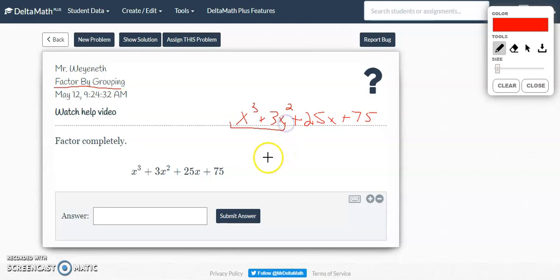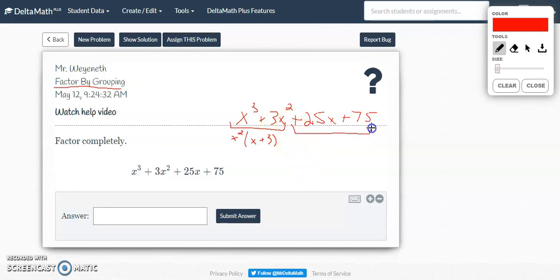So I'm going to first group those 2 terms there. GCF, what goes into both? It's a 1 and a 3, so no GCF numerically, but x to the third and x squared, I could take out then an x squared. All right, x to the third divided by x squared gives me x. 3x squared divided by x squared would leave me with a positive 3. And remember, you could check this by distributing it back through. X squared times x is x to the third. X squared times 3 is 3x squared.